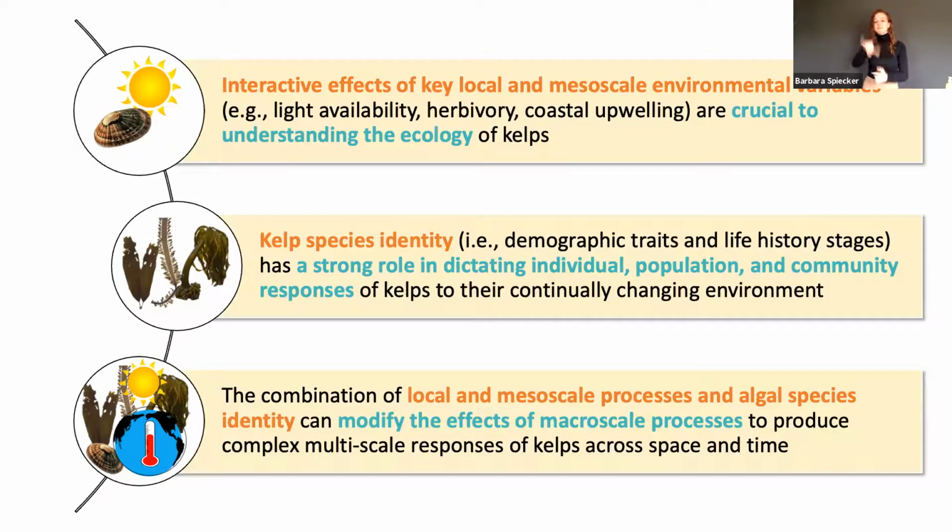The second is kelp species identity, their demographic traits, their life history stages, has a strong role in dictating individual, population, and community responses of kelps to their continually changing environment. And third, the combination of local and mesoscale processes and kelp species identity can modify effects of macroscale processes to produce complex, multi-scale responses of kelps across space and time.